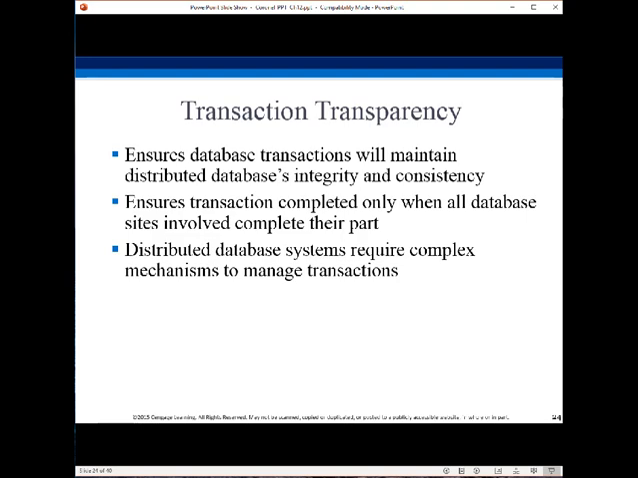So, transaction transparency. Transactions will maintain the distributed database's integrity and consistency. And the mechanism for that is through a transaction coordinator and a transaction manager. A transaction coordinator controls updates between different replicas. A transaction manager handles an update on one machine.